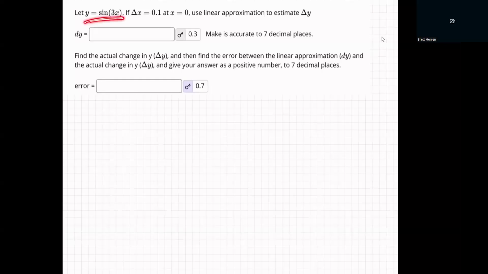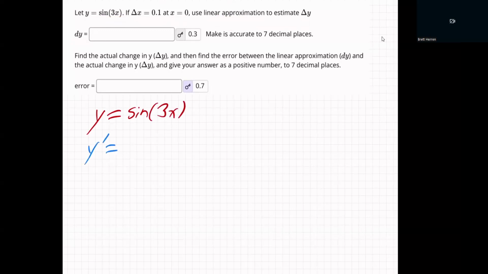Okay, so on this question, they give us a function. They give us a delta x and a zero, and they want us to use linear approximation to estimate delta y. So first off, they want dy. So let's bring that on down. So we've got y equals sine 3x, and we want the derivative.